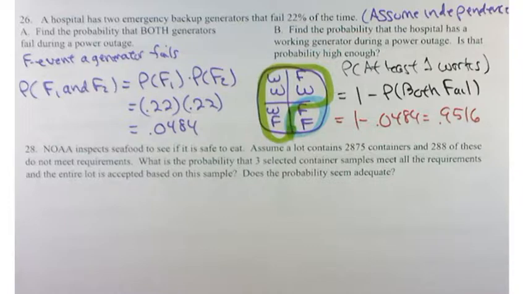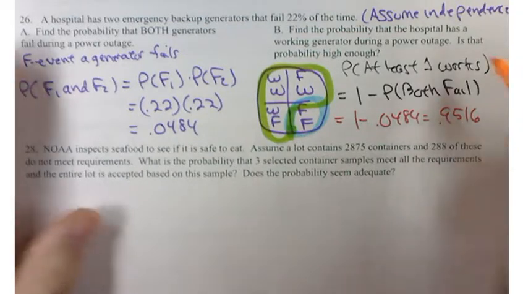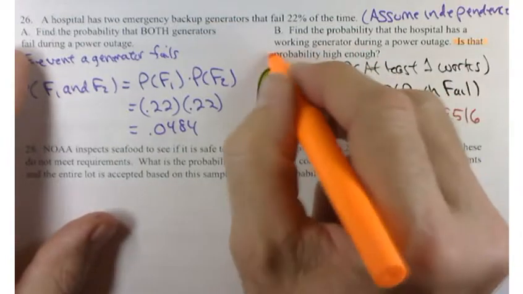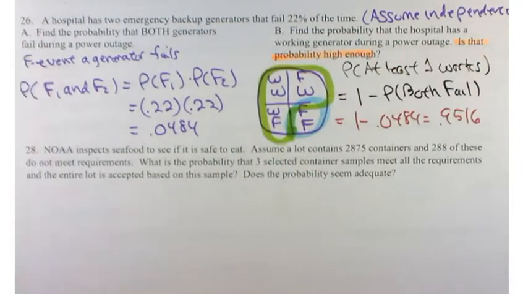So the author in this problem and the next problem seems to be expressing a little social conscience, it seems to me. This is the probability that you're going to have power during a power outage. Is that probability high enough? If you're on life support, is it okay to have only a 95.16% chance, or are you going to want that to be a little bit higher?